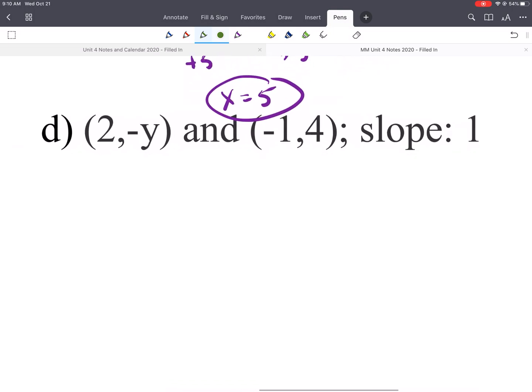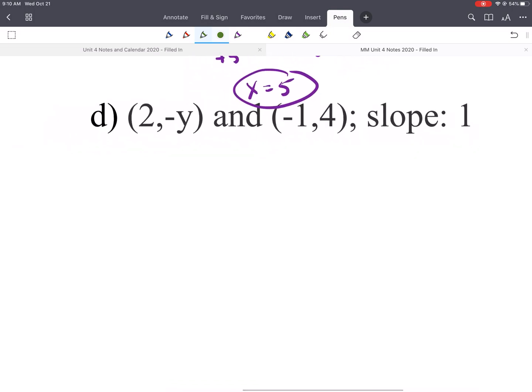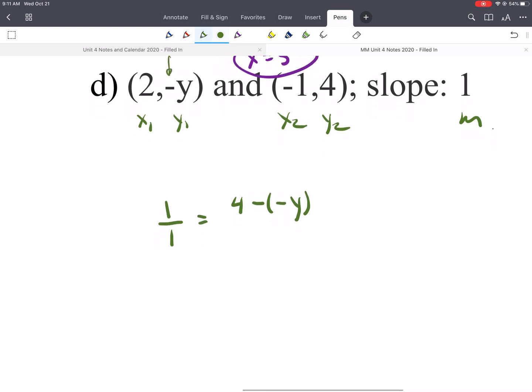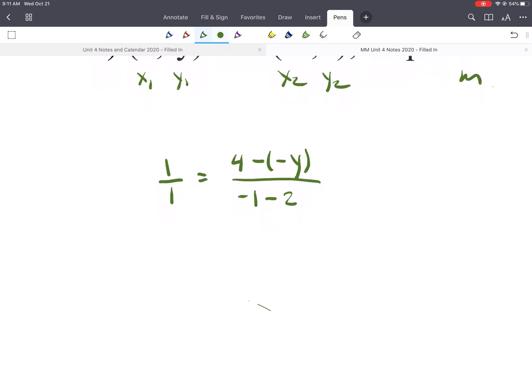Okay. All right. Let's try one more. So x1 and y1, x2 and y2, and this is our slope. So we'd do 1, and if you wanted to write it as a fraction, you could do 1 over 1 is equal to the difference of the y's, so 4 minus a negative y. Okay. I don't know if I intended to have it be that way, but we can still do it this same way. Okay, and then the difference of the x's, so negative 1 minus 2. So we will simplify.